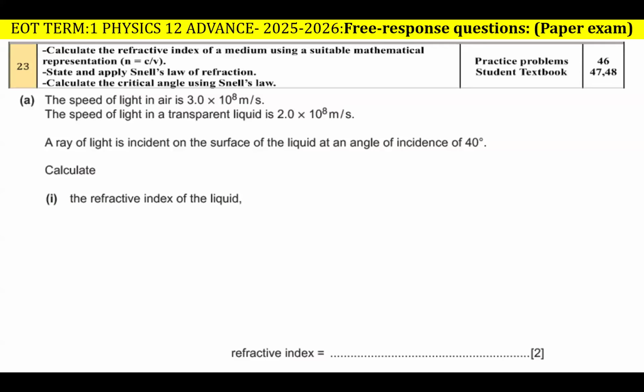Okay, so the speed of light in air is given. Speed of light in air is 3 times 10 to the power 8 meter per second. The speed of light in a transparent liquid is given as 2.0 times 10 to the power 8. The ray of light is incident on the surface of the liquid at an angle of incidence of 40 degrees. Calculate the refractive index. So here, when we are asked to find out the refractive index of a liquid, we know refractive index is equal to speed of light in vacuum divided by speed of light in that medium.